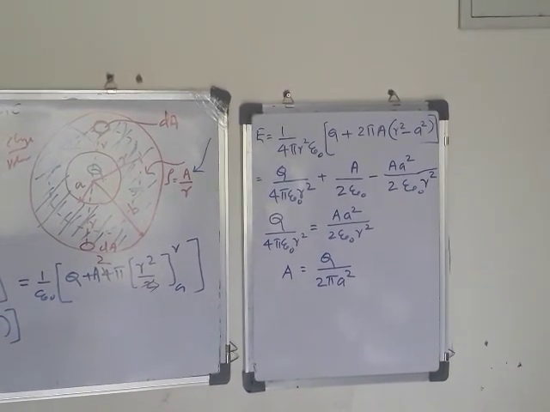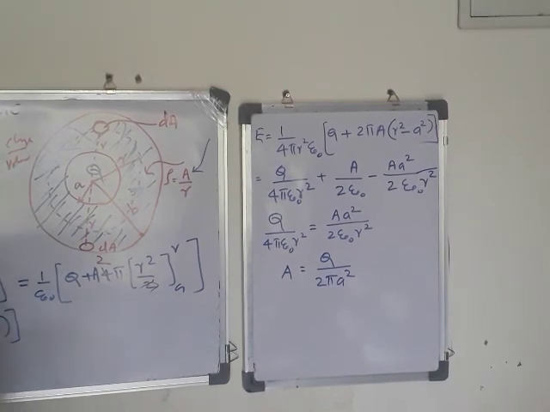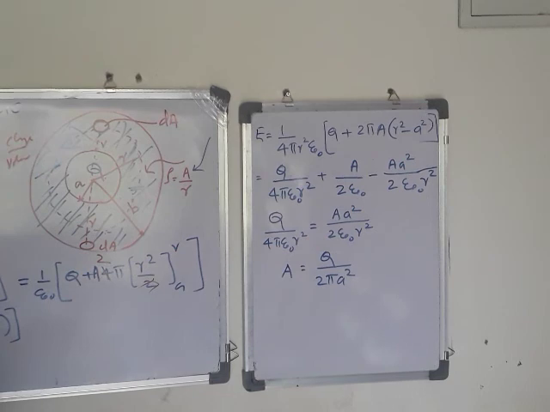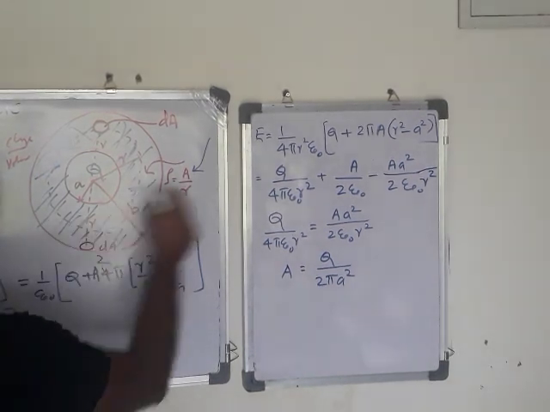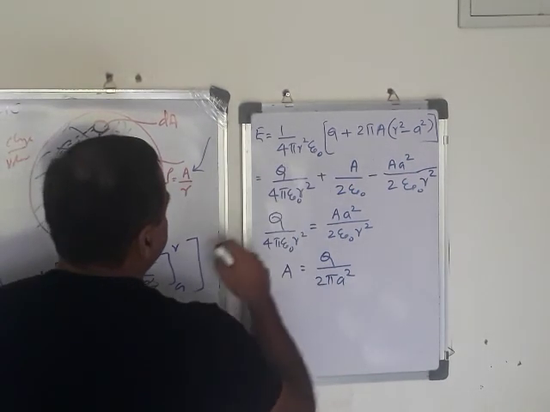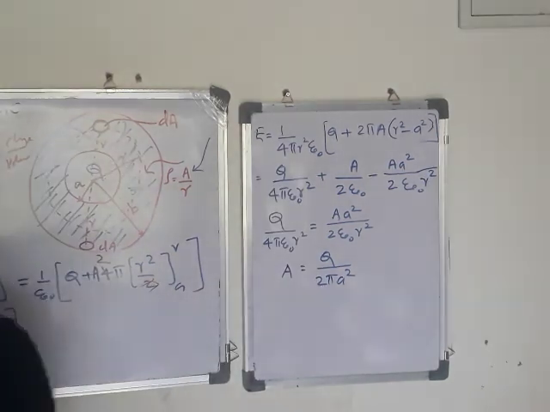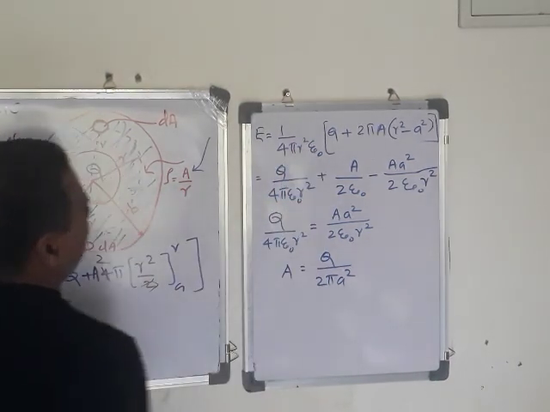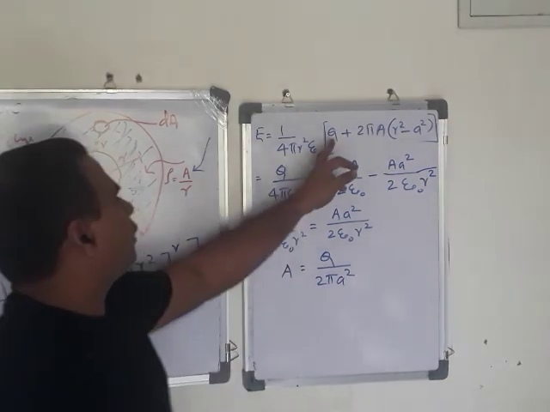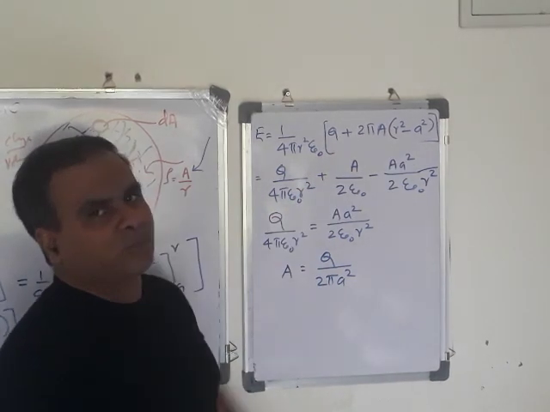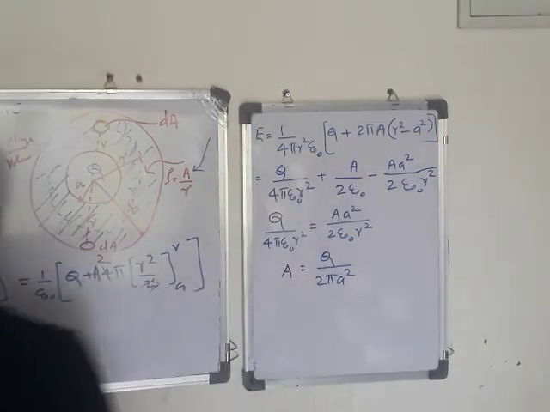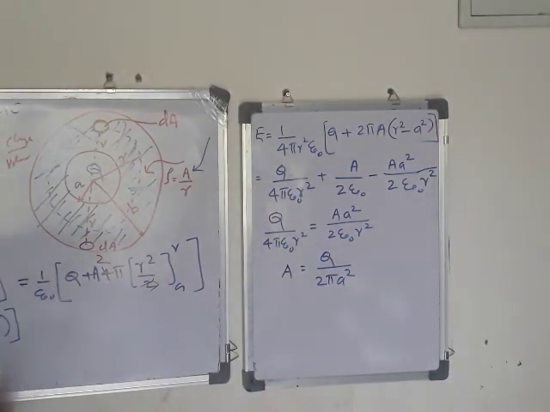E is equal to... the only thing I have done is, I have E into 4 pi r square only, that quantity. I brought that 4 pi r square to this side. So it would be epsilon 0, 1 by epsilon 0 is already there. So it is 4 pi r square epsilon 0 into q plus 2 pi a into r square minus a square. So this is the thing when I will get 4 pi r square when I bring it to the right hand side.